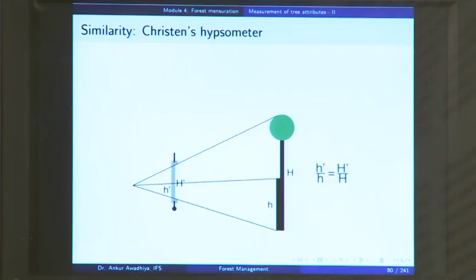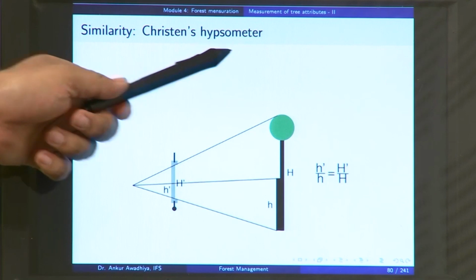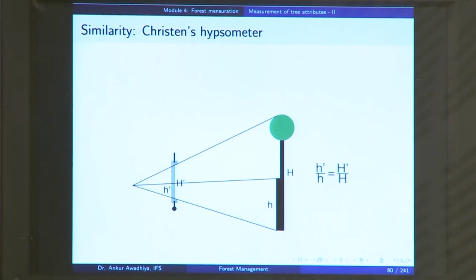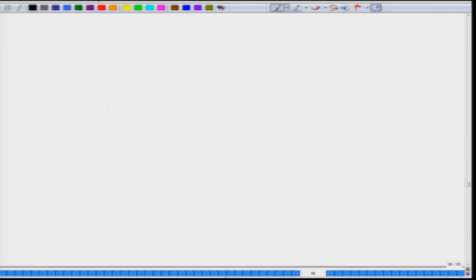Another method is using Christen's hypsometer. Now, Christen's hypsometer is a device. It is typically made out of cardboard, and the device looks like this, and here you have the readings of length. Now, to this piece of cardboard you attach a weight, so that whenever you are holding this device, it should be vertical. So, which is why you are adding a weight here.